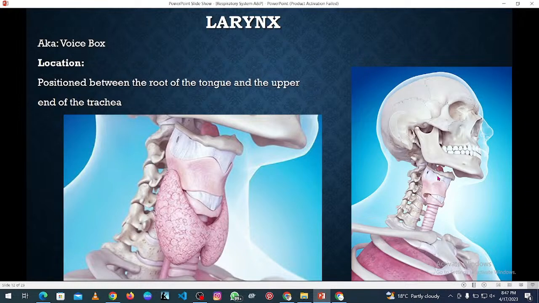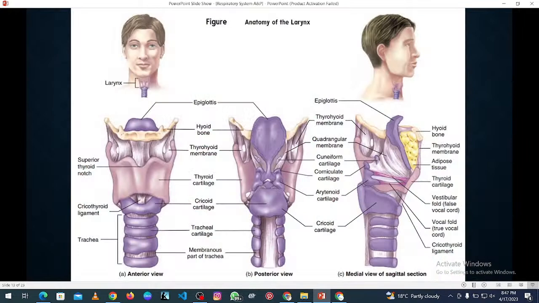You can just touch it. It sits on your neck. Guys call it the Adam's apple, the voice box. So this one here is the larynx. That's its position. Let's see the anatomy of the larynx. We saw that there is an epiglottis somewhere. What role did I say the epiglottis plays?